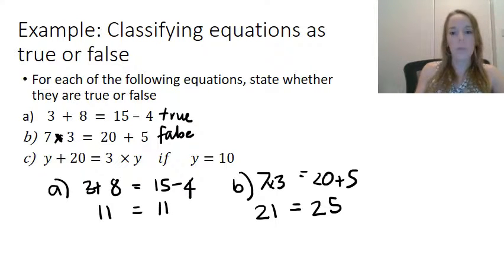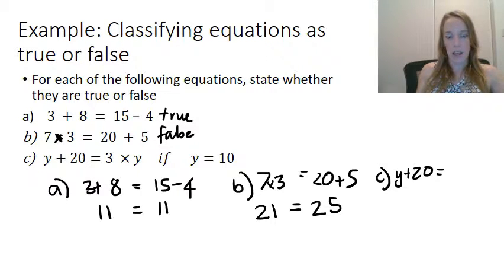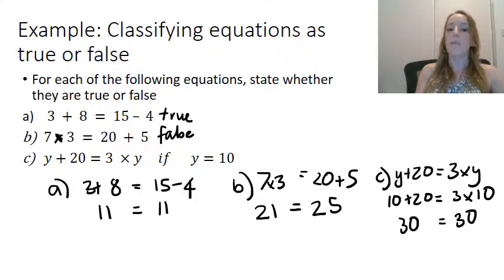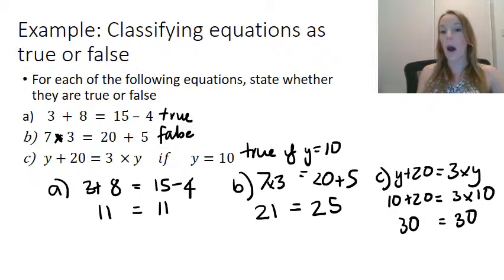For C, we've got y plus 20 equals 3 times y, if y is 10. Okay, so if y is 10, we'll have 10 plus 20 equaling 3 times 10. 10 plus 20 is 30. 3 times 10 is 30. So in this case, it is true if y equals 10, because if we change that value of y, it would no longer be a true equation.